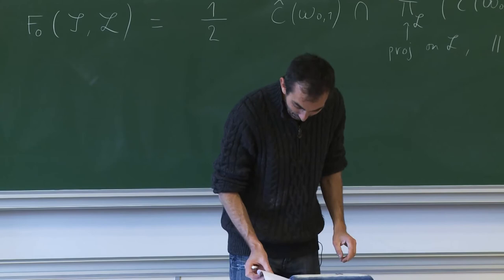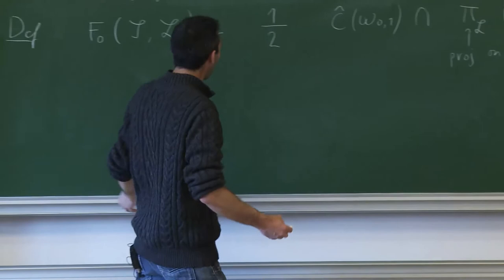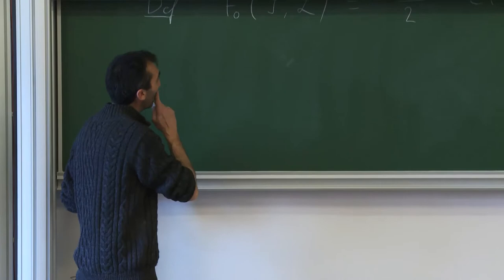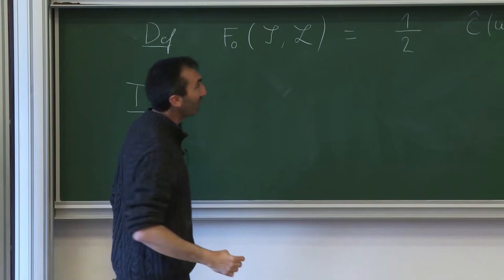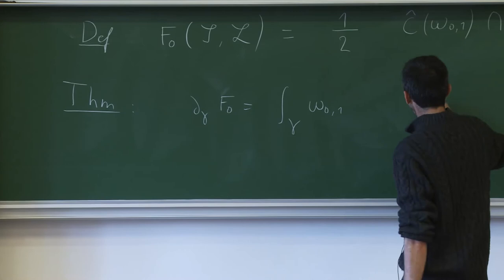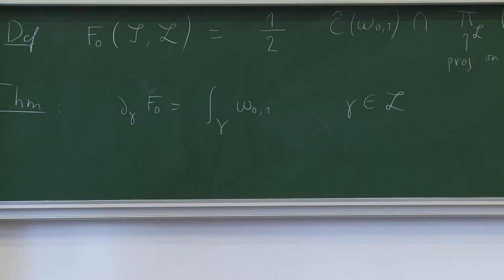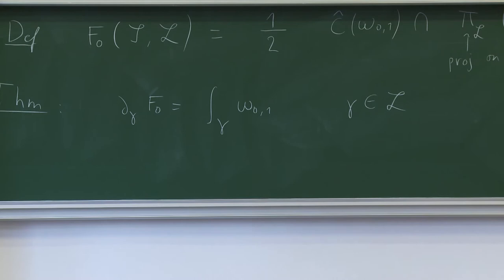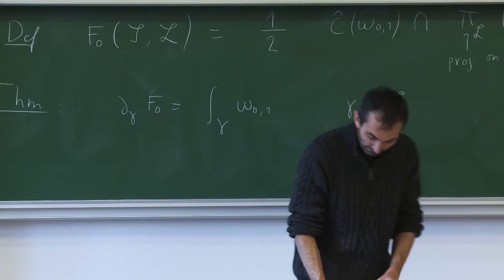I will not go further. The idea is that in some good coordinates, for instance for the torus, I'm not going to say more about that. But the theorem is that then this F0 also satisfies: d gamma of F0 is the integral over gamma of omega 0 1 for gamma belonging to L. So it's true for all gammas belonging to L, but not all gammas.